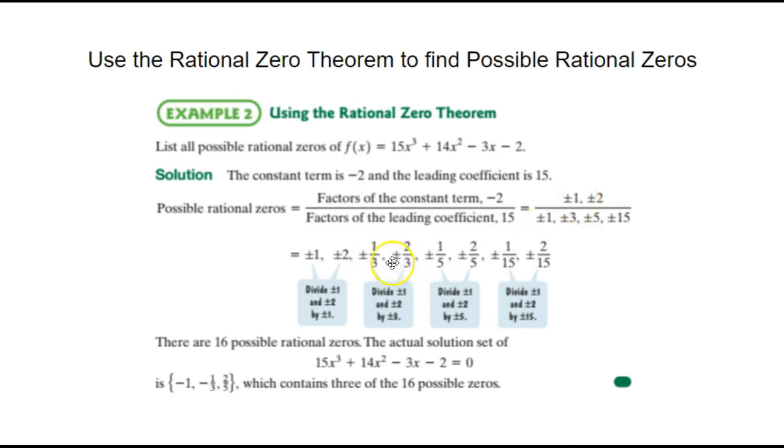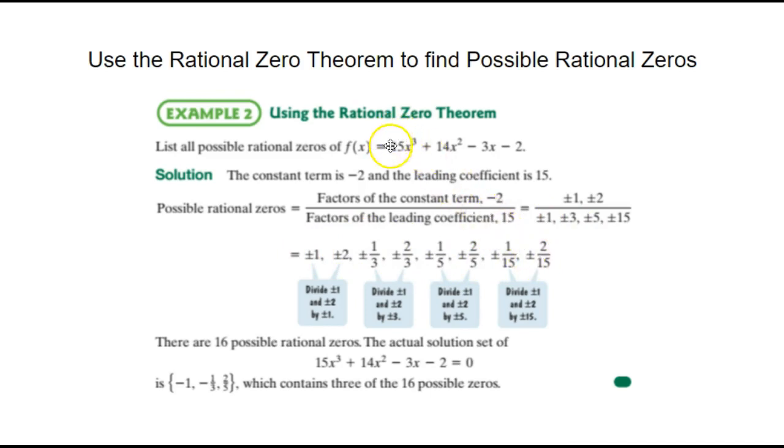The next 2, these 2, come from taking each of the numerators and dividing by plus or minus 3. This pair comes from taking plus or minus 1 and plus or minus 2 and dividing by 5. And the last one comes from taking plus or minus 1 and plus or minus 2 and dividing by 15. So there are 16 possibilities right here of rational zeros.